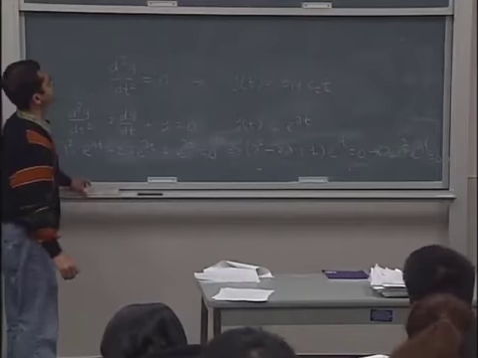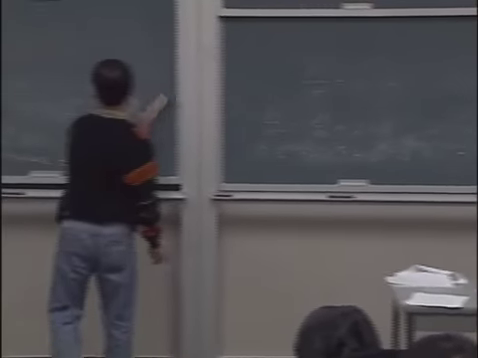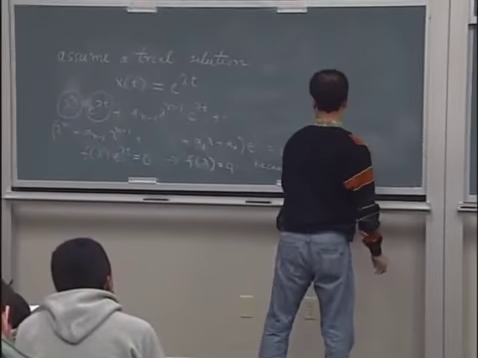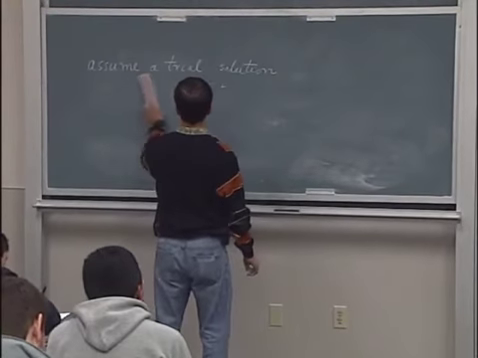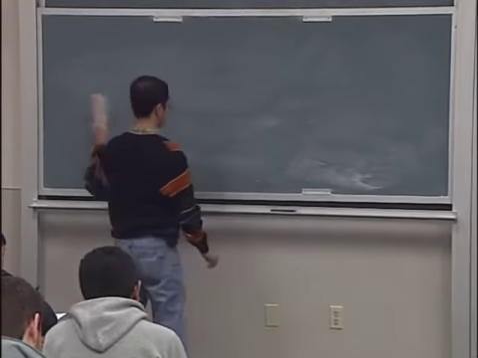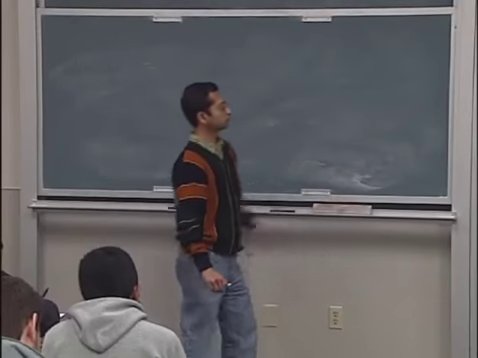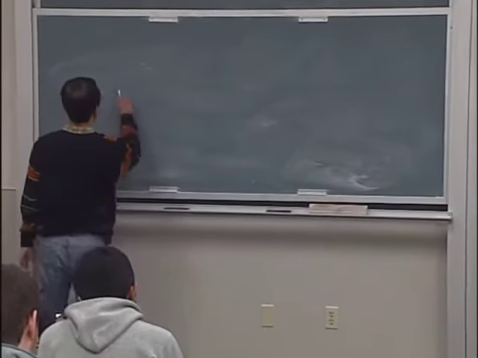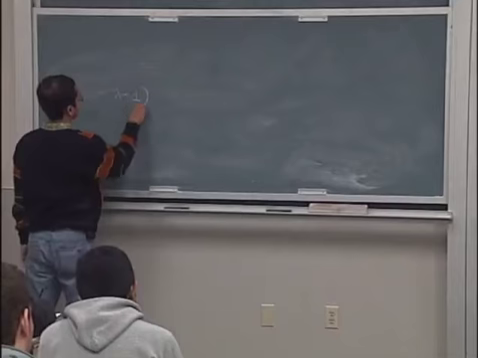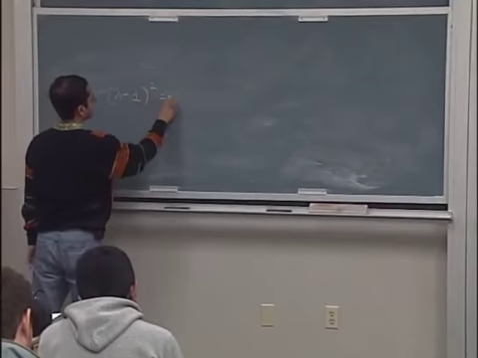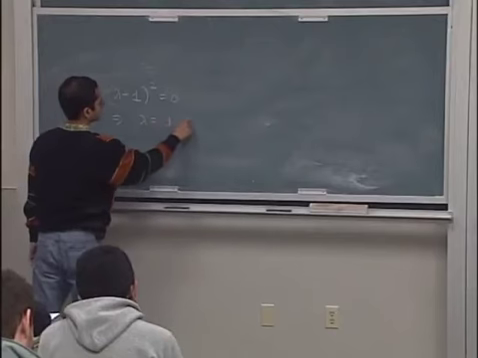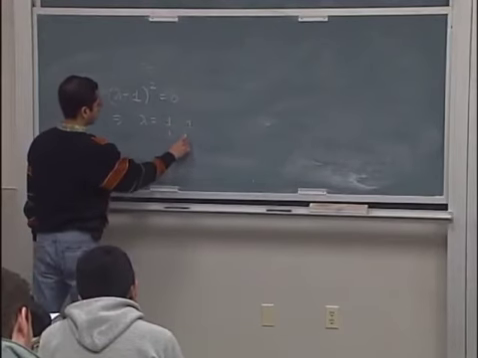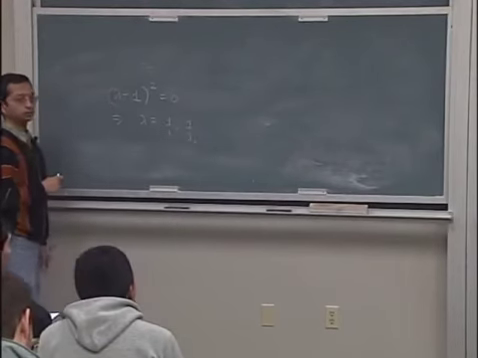So that tells me (lambda minus 1) squared equals 0. So you can think lambda 1, lambda 2, both are equal to 1.